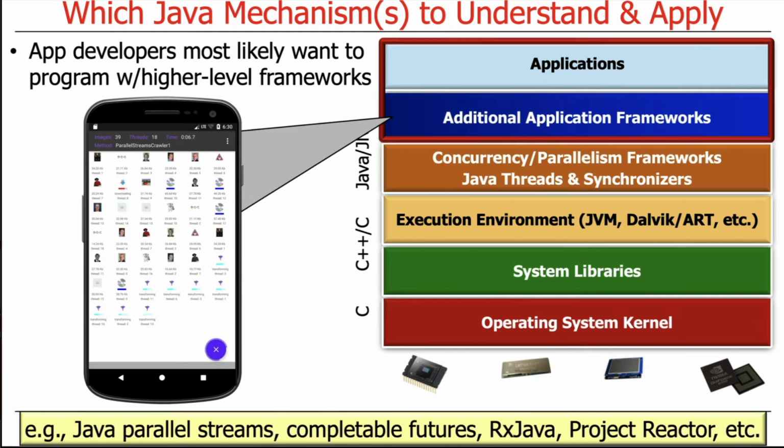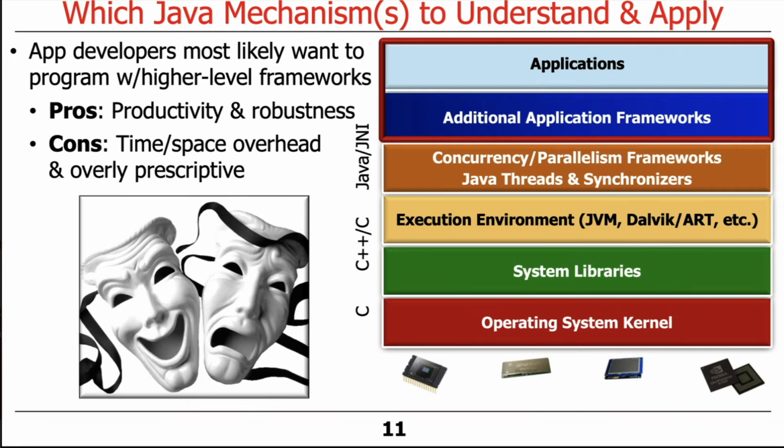There are also these other higher level frameworks. So parallel streams, completable futures, Project Reactor, RxJava, the reactive stream stuff we talked about. And those are most useful for people building apps. So if you're an app developer building an Android app or some other kind of app, then these higher level abstractions are probably what you want to go with, just because they will give you plenty of performance with much better productivity once you've popped into the programming abstractions that they're offering.